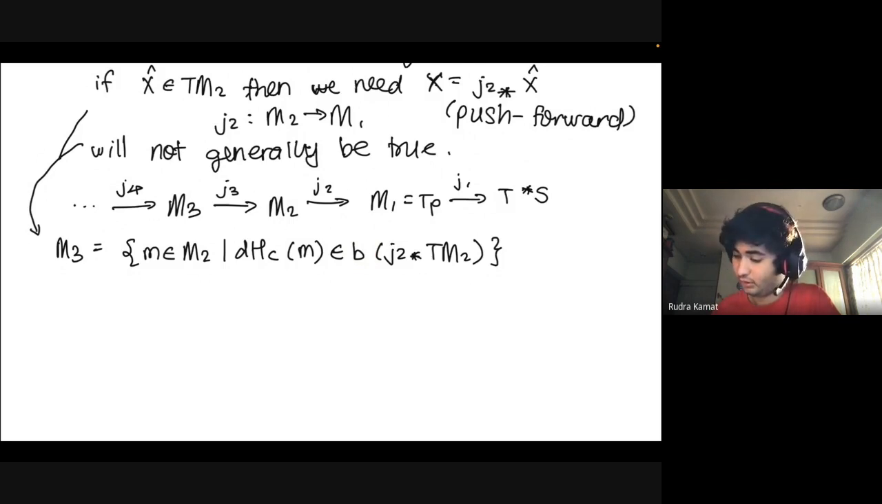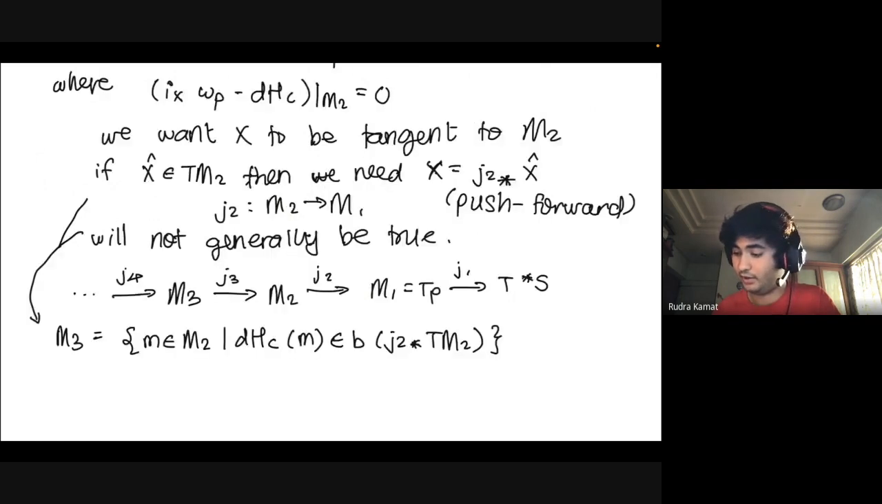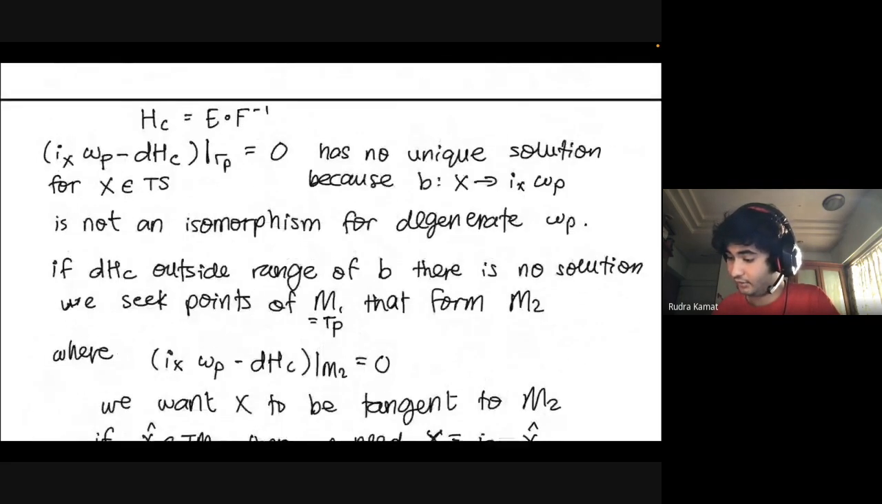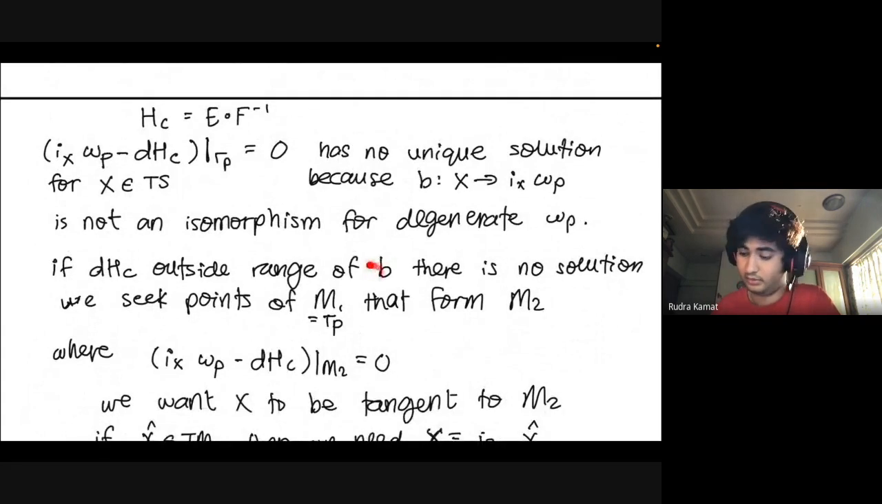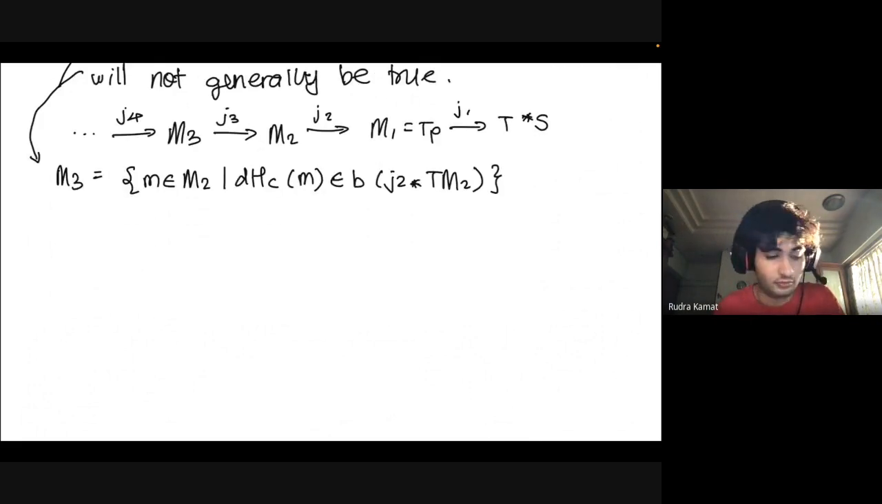because DH of C is a one form, and J2 of M2 will be a push forward from the tangent space in M2 to a tangent space in M1. So this will be tangent space of M1, TM1, elements of TM1, and then you dual those. And this is fine because we force that we're in the range of B. We're in the range of B, so there shouldn't really be a problem. Although it'll still be non-unique, but let's not worry about that too much.